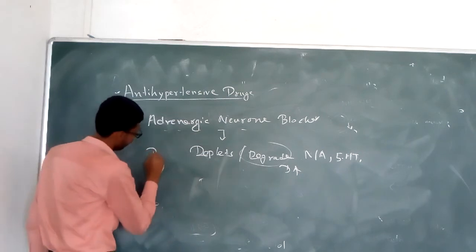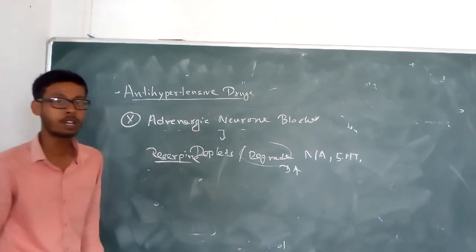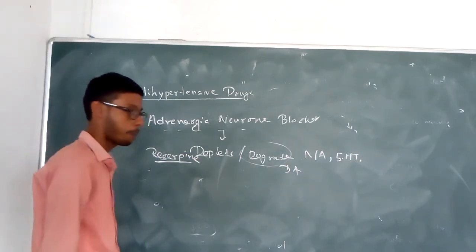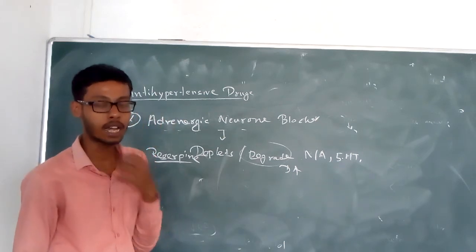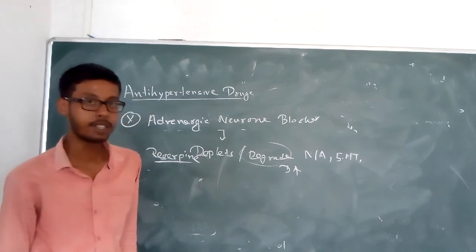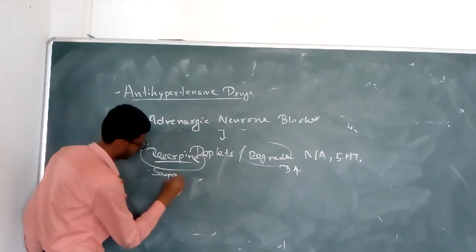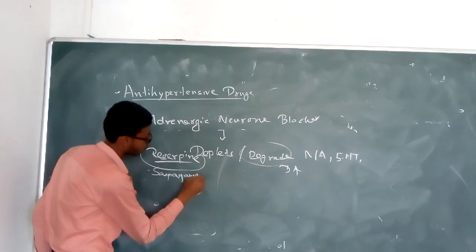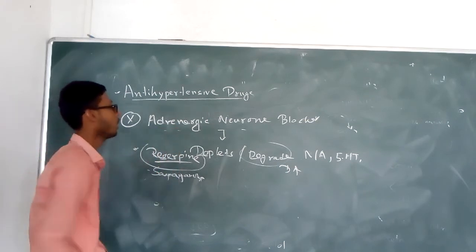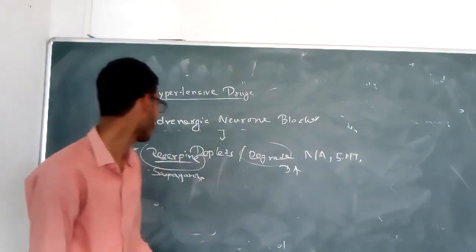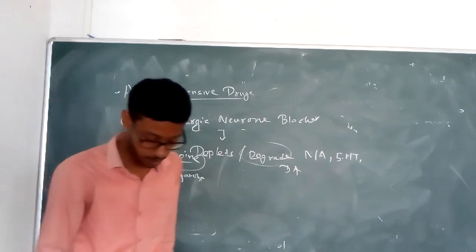The two drugs are available in this category. One is reserpine. Reserpine is the alkaloid obtained from the Rauwolfia, family Apocynaceae. Normally it is from the dried roots of Rauwolfia serpentina, known as sarpagandha. The alkaloid obtained from the dried sarpagandha root is reserpine, and it is responsible for the treatment of hypertension by blocking the adrenergic neuron.